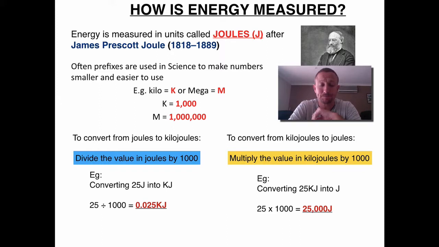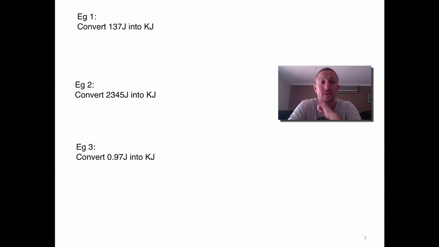Alright, so let's have a little go and see if you can get this right before you go on and do some exercises. So in the first 3 examples I've got here, you have to convert from joules to kilojoules. So remember, when we go from joules to kilojoules, we divide by 1,000. I suggest you pause the video now and have a go at those 3, and then we'll go through it. So pause it now. Okay, welcome back. So let's see how we did.